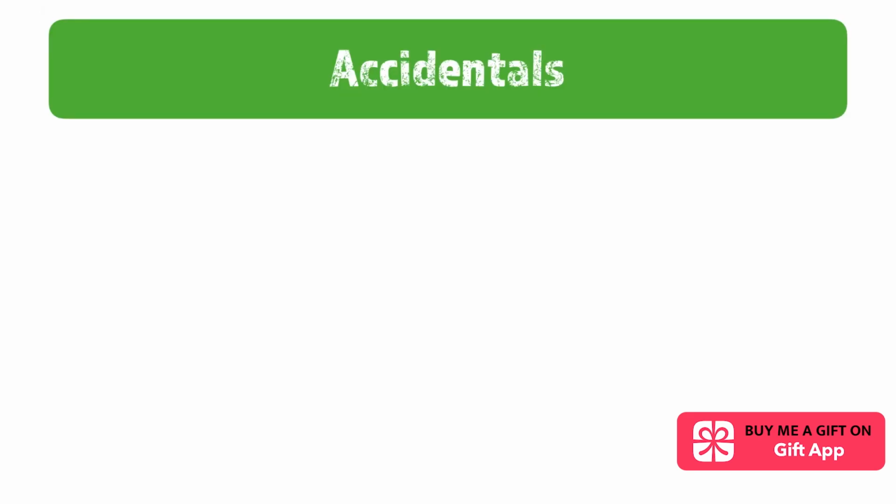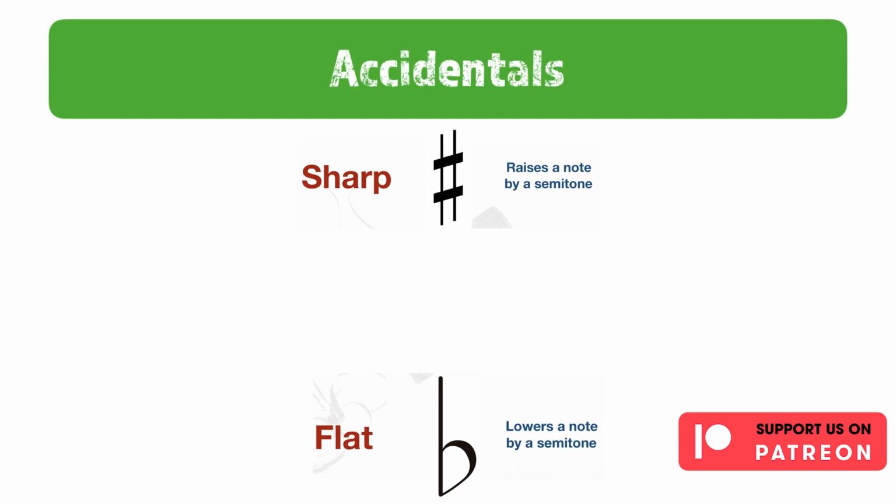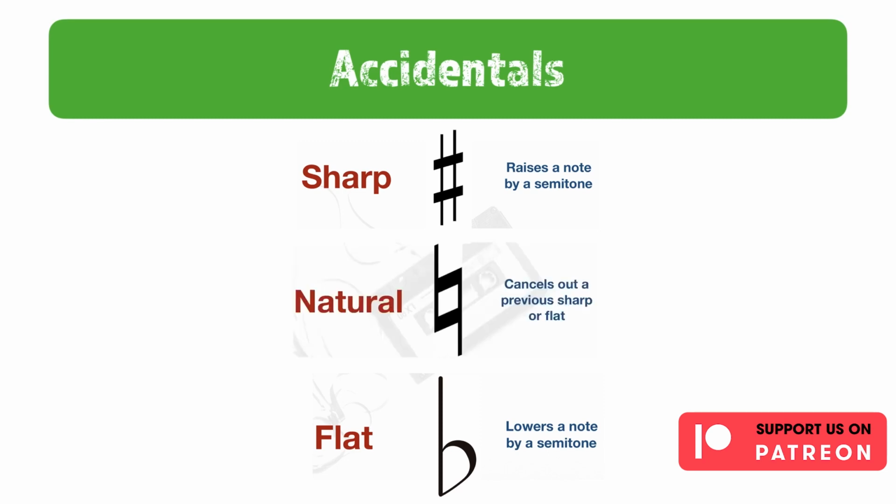An accidental is a symbol placed before a note which changes its pitch. A sharp raises the note by a semitone. A flat lowers it by a semitone. A natural cancels out a previous sharp or flat.